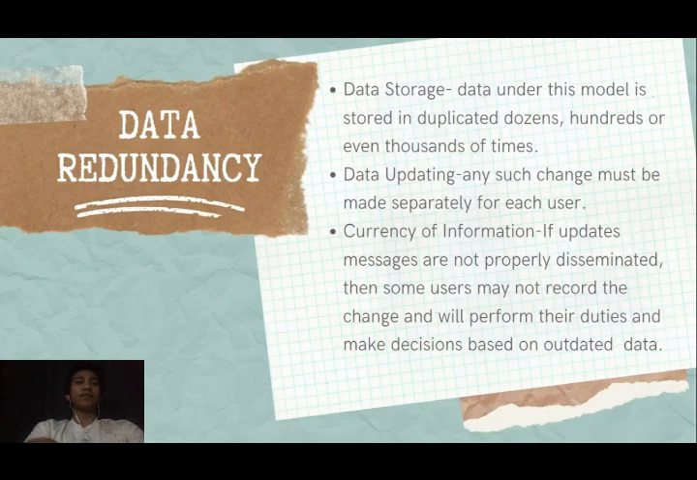The third one is the currency of information. Sometimes, under this model, especially when we are dealing with multiple updates, there could be a problem of failing to update the files of all users affected by a change. If update messages are not properly disseminated, then some users may not record the change and will perform their duties and make decisions based on outdated data.